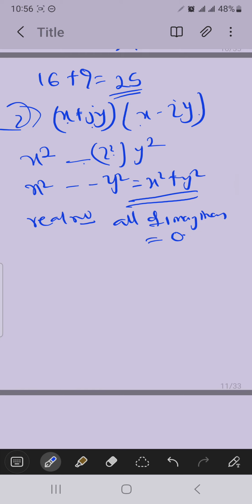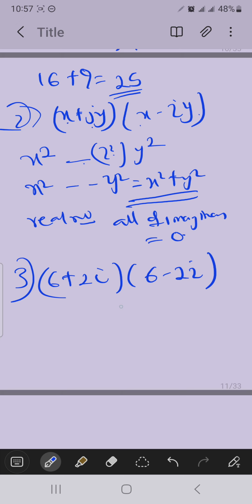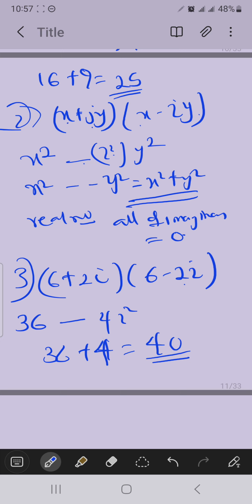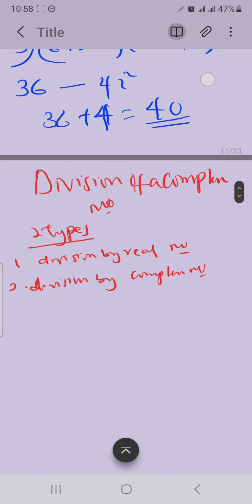So the next one is number 3, and it is 6 plus 2i into bracket is minus 2i. So this one will be 6 times 6, 36, minus times plus minus 2 times 2, 4i times i squared. So this now will be 36 plus 4. And I hope you understand it. So this is 40.